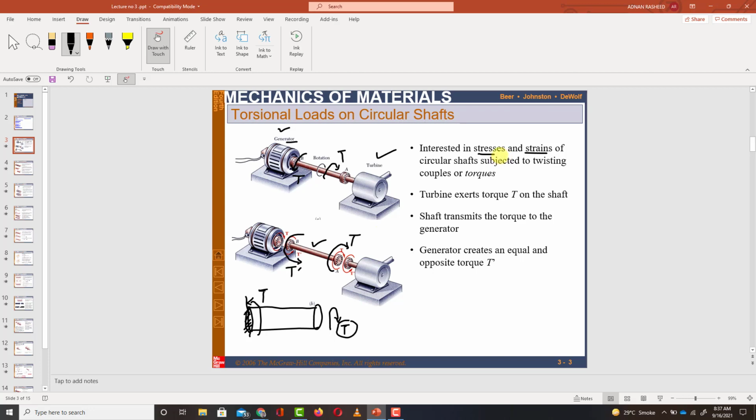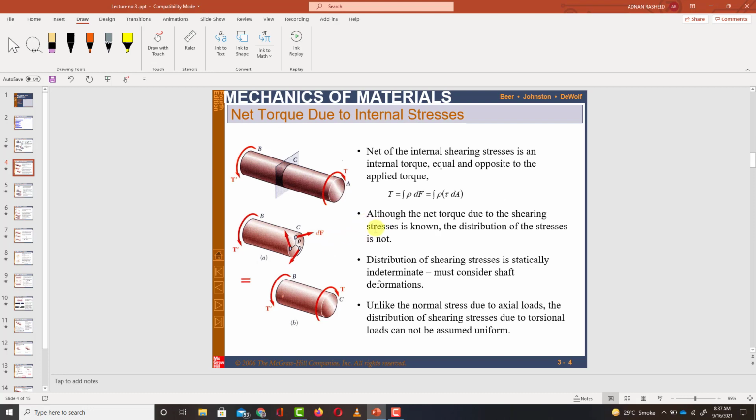So we are interested to find out the stresses and strain of circular shafts that are subjected to twisting or couple loads, and you have seen the example of this turbine which exerts a torque on this shaft, and this shaft transmits power to the generator. Clear? In response, the generator creates an equal and opposite torque T on the shaft. So now this shaft is purely under twisting effects, and this phenomenon is known as torsion. Now we will find the net torque due to internal stresses.